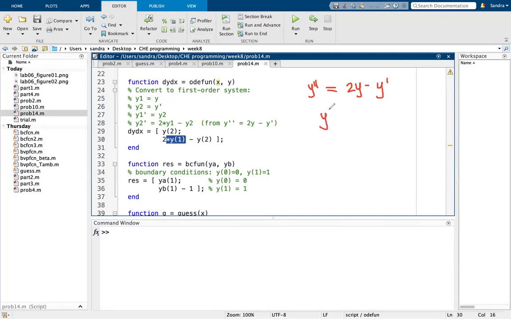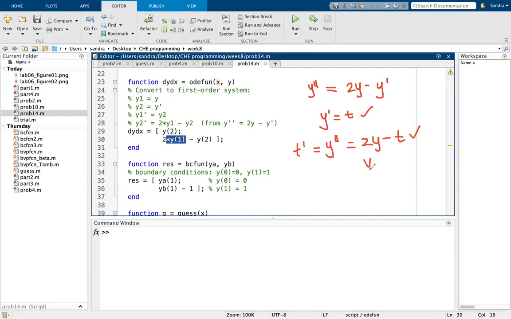Let me just write a new variable: y dash is equal to a new variable, that is t. Now y double dash is equal to basically this part, that is 2y remains as such, minus y dash. What is y dash? That is t, right? So this is the first equation, or else you can say this is t dash. This is the first equation, this is the second equation.